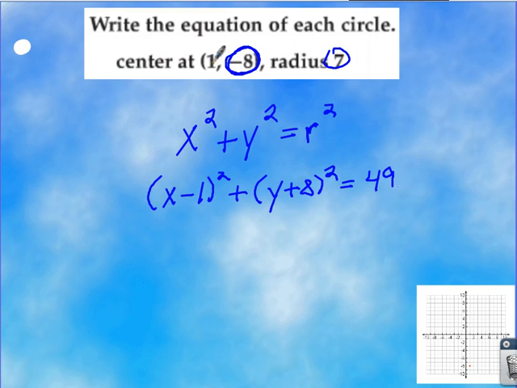Again, remember that with circles, if you want to shift it right 1, down 8, do the opposites inside parentheses, minus 1 and plus 8.